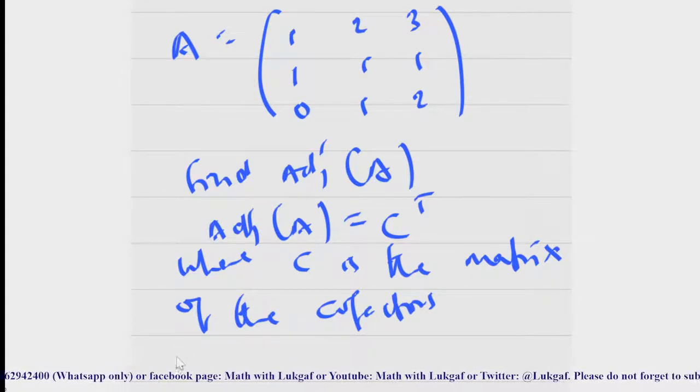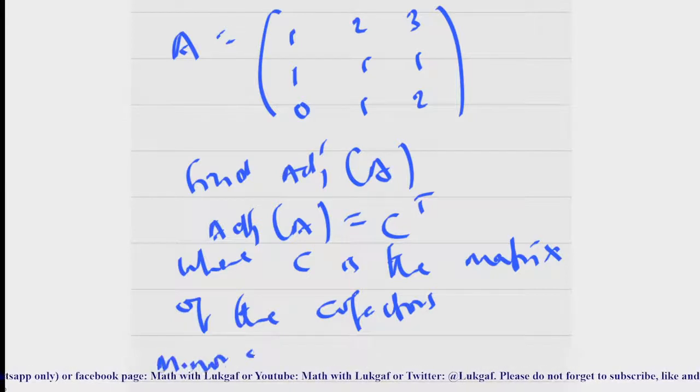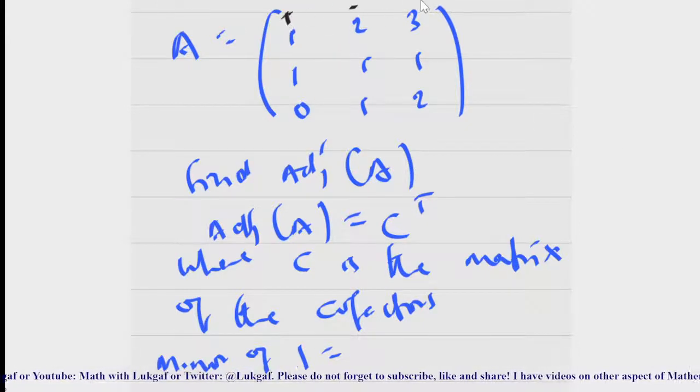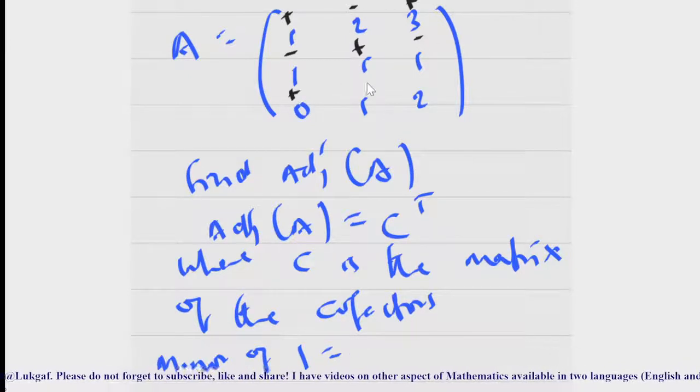So then you do it one by one. What is the minor of 1? Don't forget, before you start the minor, you put your sign. You have plus, minus, plus, minus, plus, minus, plus, minus, plus. I hope you understand. So the minor of 1 is obtained by clearing the row as well as the column.